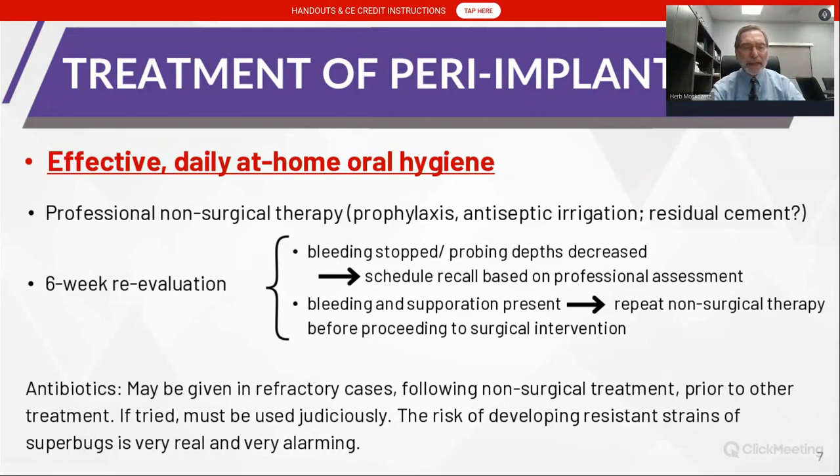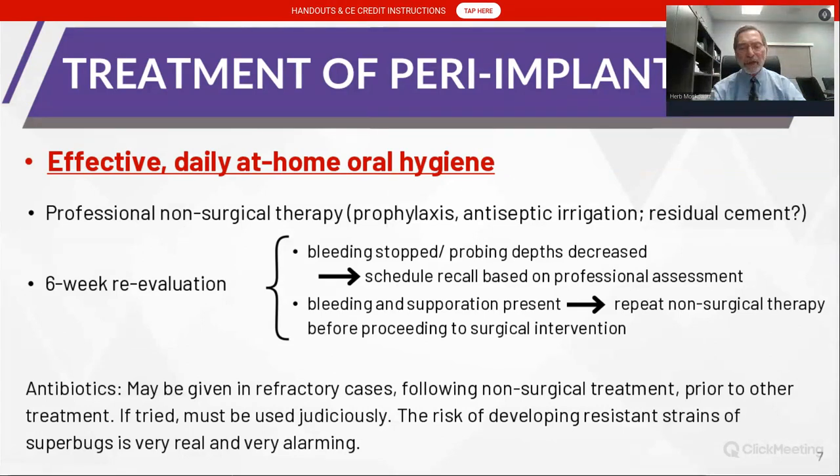Once that's done, at a 6-week evaluation or reevaluation, if the bleeding has stopped and the probing depths have decreased, then the patient can be scheduled for a recall, depending on your professional assessment as to when you would like to see that patient again. If the bleeding has not stopped and the probing depths have not decreased, then we're not going immediately to a surgical phase, but we're going to repeat that non-surgical phase. That is the antiseptic irrigation in office, the prophylaxis. And during that second phase, if antibiotics are necessary, they could be given, but only in refractory cases.